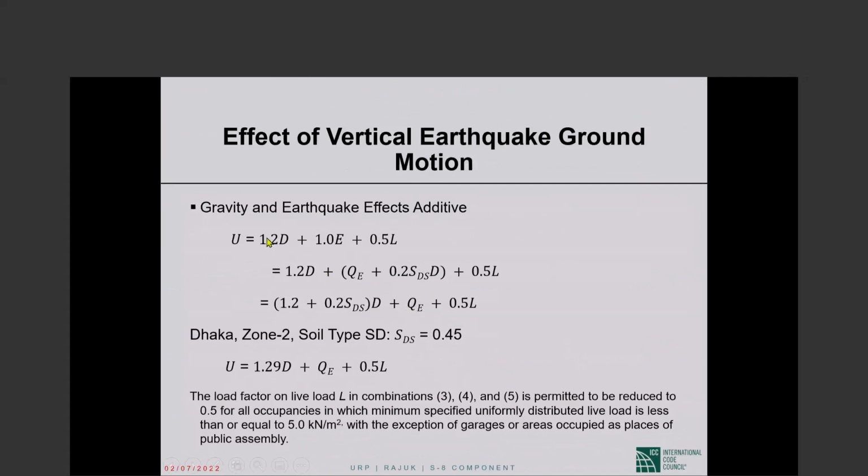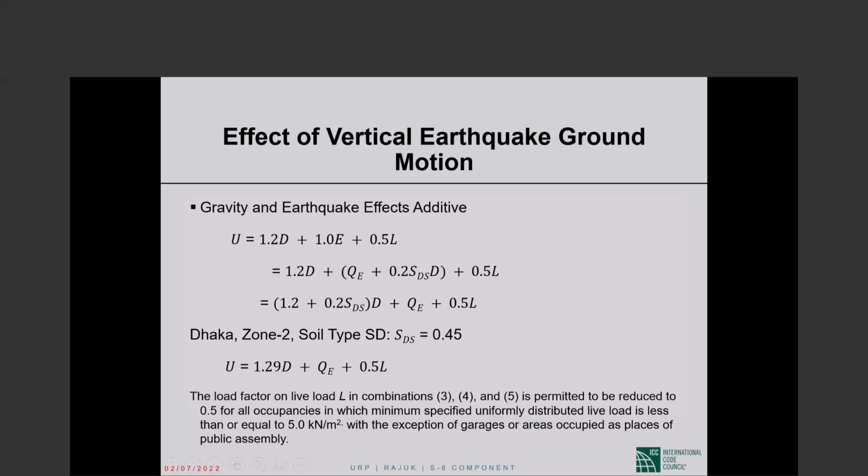So in the additive load combination, when we write E is equal to Q sub E plus 0.2 S sub ds times D, and we collect terms, what we have done is we have increased the dead load factor from 1.2 to 1.2 plus 0.2 S sub ds. Say if S sub ds is equal to 1, we have made the dead load factor 1.4 by considering vertically downward earthquake forces.